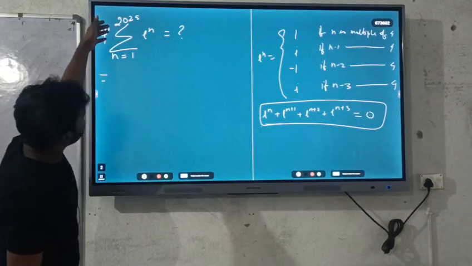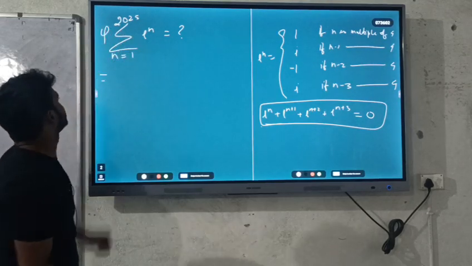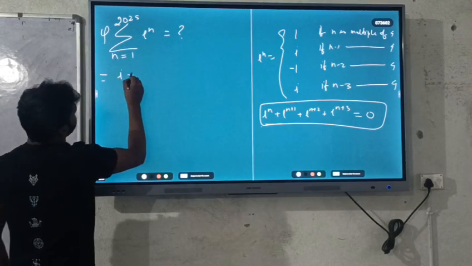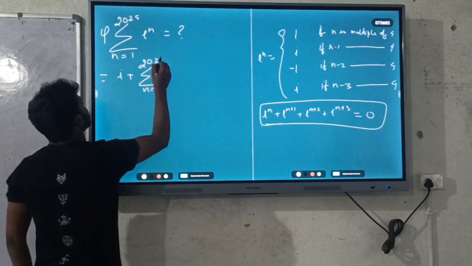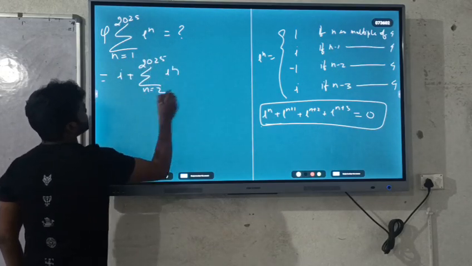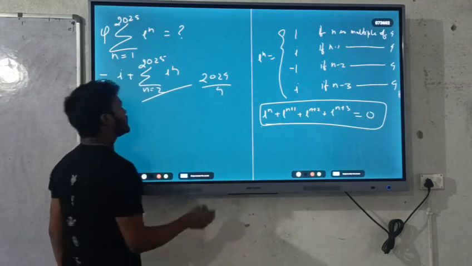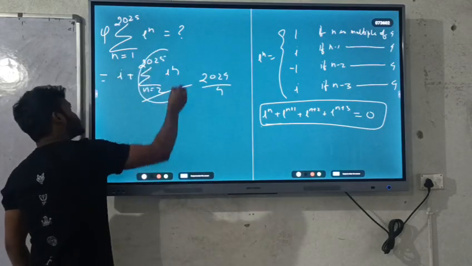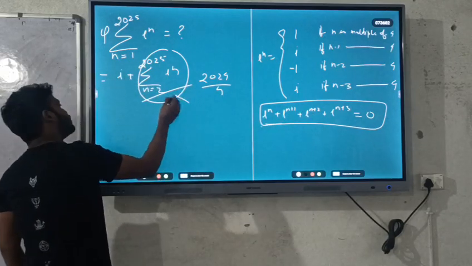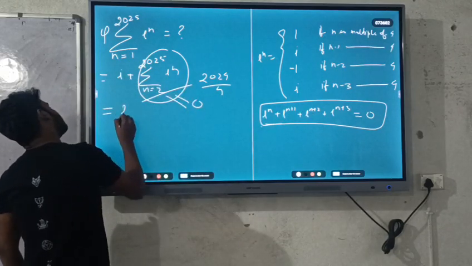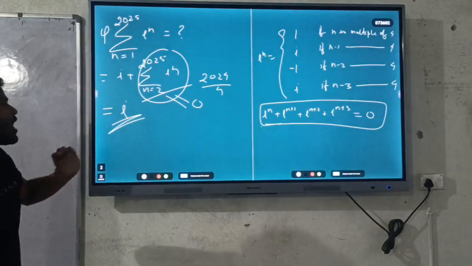But this is 25 terms. We cannot partition it into blocks of 4. So what we do is write the first term separately. Now the remaining total number is 24, which can be divided by 4. So we can write this summation into blocks of 4 consecutive powers whose value is 0. The overall value will be 0. So we get the solution as i. So this summation gives the value i.